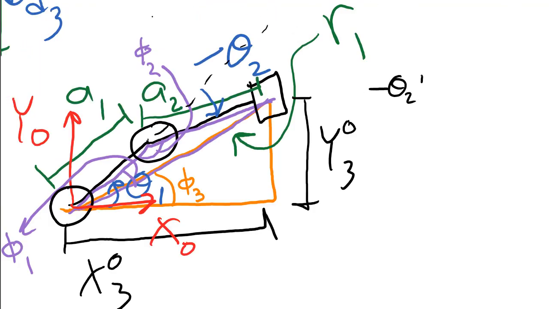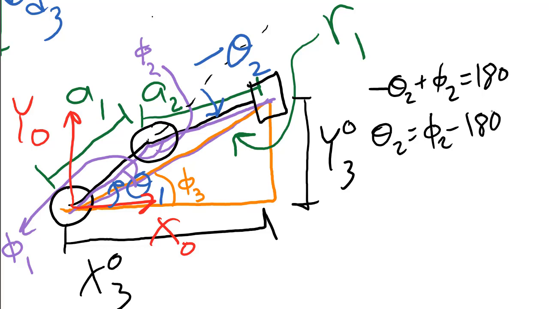I'm first going to recognize that negative theta 2 plus phi 2 is 180 degrees. Can you see why that's true from our triangle here? This is a straight line right here. So if we would go negative theta 2 and then phi 2 more, we would have this entire angle, and since this is a straight line, that would make 180 degrees. So I can solve this for theta 2. Now all I need is an expression for phi 2.